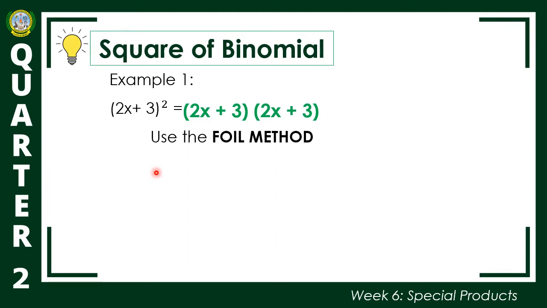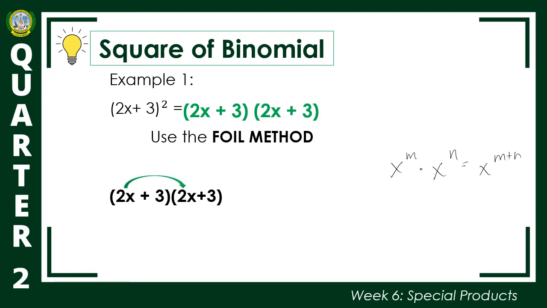Let's try to have another example. And let's still use the FOIL method. Let's say we have here 2x plus 3 squared. Again, we are going to multiply 2x plus 3 by 2x plus 3. And remember to use the product law of exponents with this one. Okay? So, remember our product law where x raised to m times x raised to n is simply x raised to m plus n. So, when multiplying same bases, we copy the base and add the exponents.